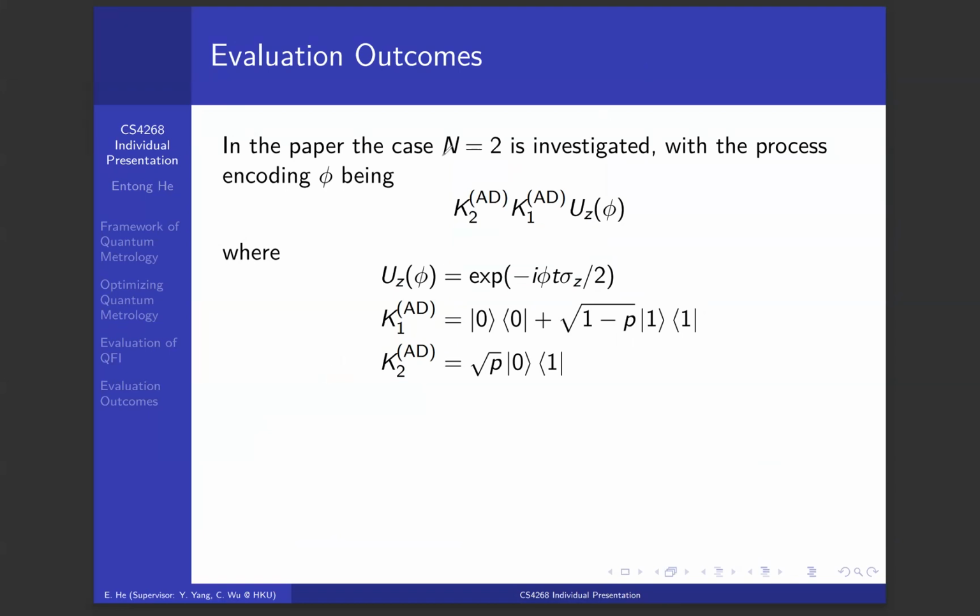In the paper, they investigated the case when n equals 2. The process encoding will first utilize the time spinning operations on the z-axis, and then apply the two Kraus damping channels. You can see that the damping coefficient is 1 over the square root of 1 minus p on the excited state, and the square root of p on the coupling operator.